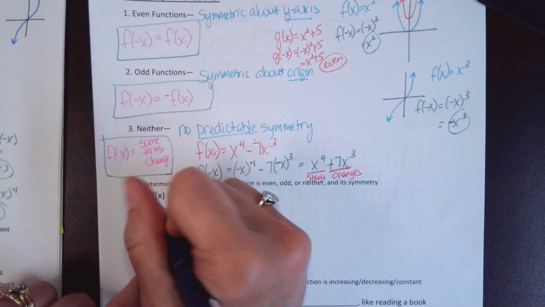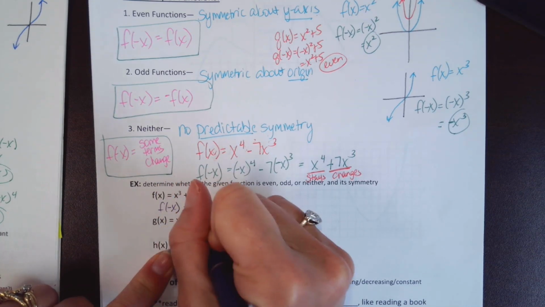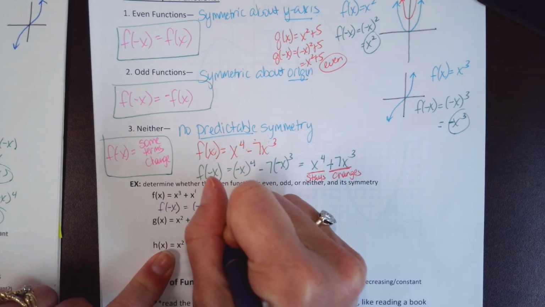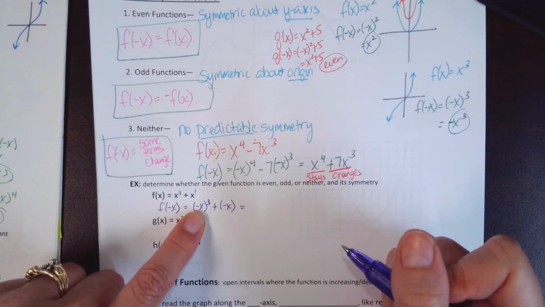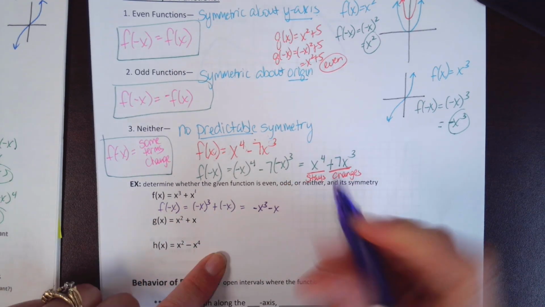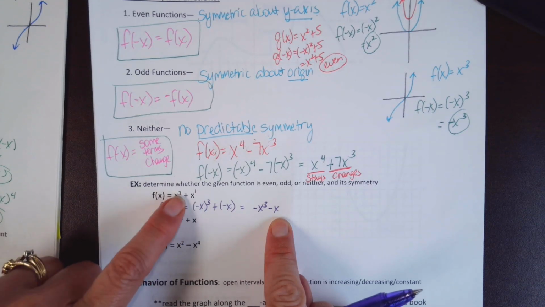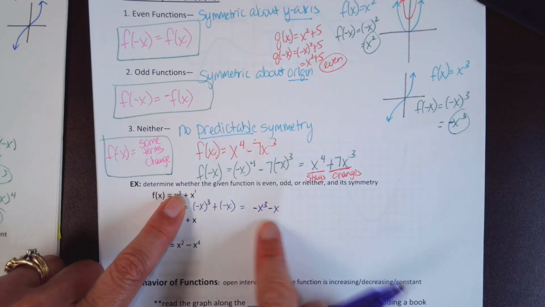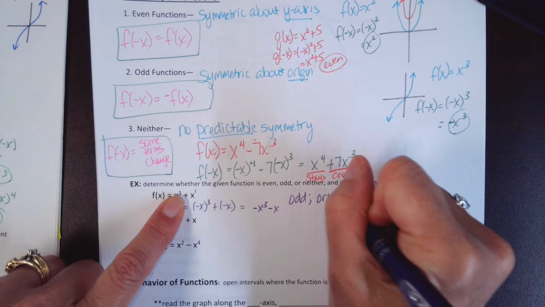So if I plug in a negative x, well, multiply it 3 times, that changes to a negative x cubed. This is just minus x. Both terms change sign. Both exponents were odd. Both terms change sign. This is an odd function with origin symmetry.